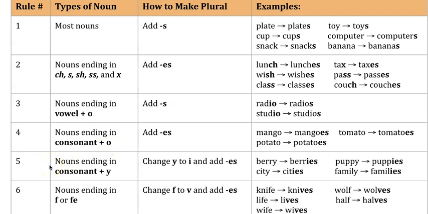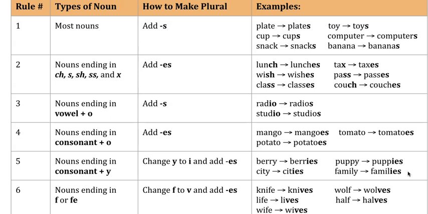Rule number 5. When your noun ends in a consonant plus a Y, we change the Y to an I, and then you add ES. For example, berry, like strawberry, berry. Before the Y, we have an R. An R is a consonant, which means that the Y needs to change to an I, like here, B-E-R-R-I, and then we add ES. That is true for the other examples here.